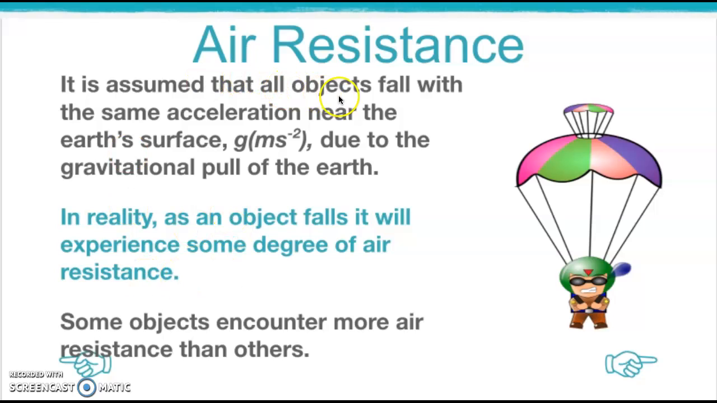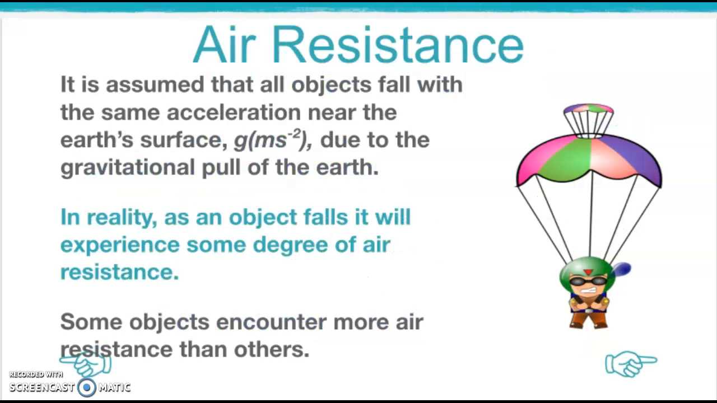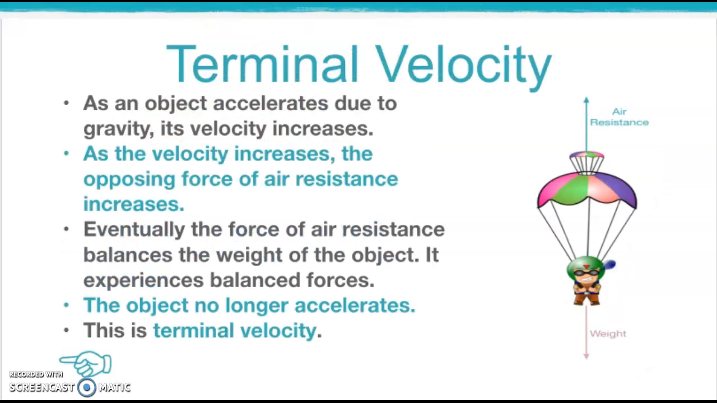It's assumed that all objects fall with the same acceleration. In reality, an object falls with some degree of air resistance. Some objects encounter more air resistance than others. Now, we will talk about the physics of air resistance in the next chapter when we talk about forces. But what we're going to look at now is, if we do have air resistance, how does this acceleration change? How is it different?